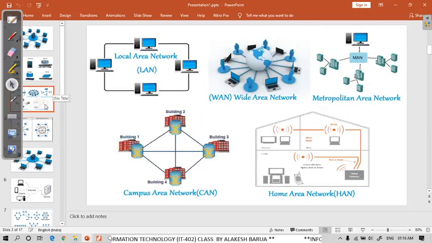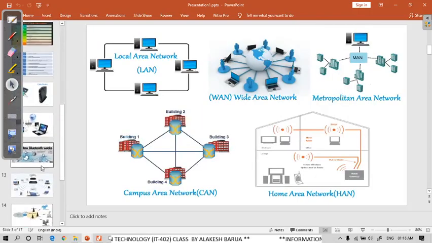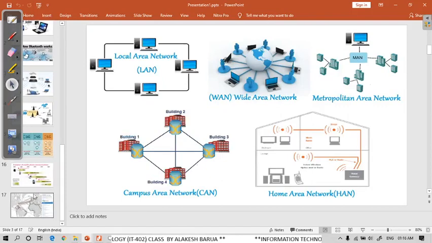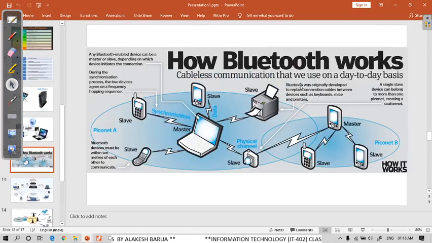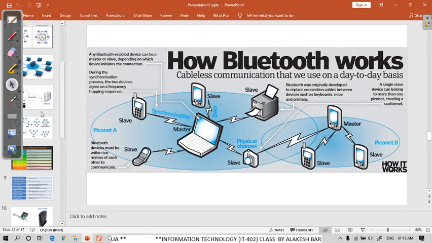Then there is one other sort of network. Bluetooth network. I'll explain Bluetooth network in a minute.